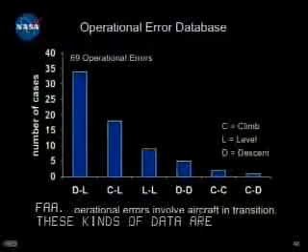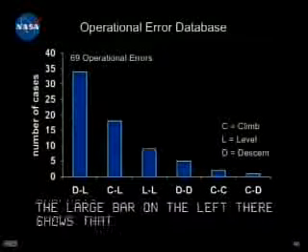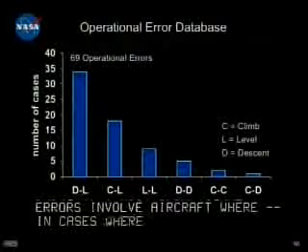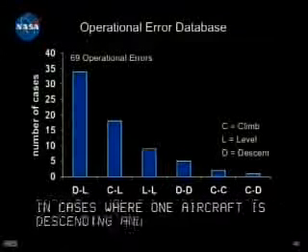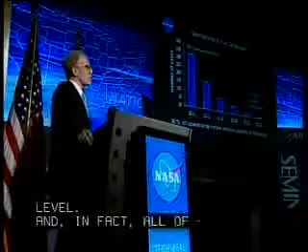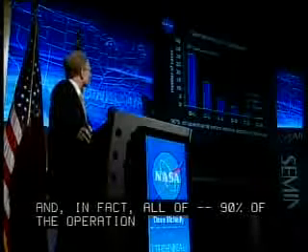The large bar on the left there shows that most operational errors involve aircraft in cases where one aircraft is descending and one aircraft is level. And in fact, 90% of the operational errors involve aircraft in transition. You can see that the level cases are really only 10%.